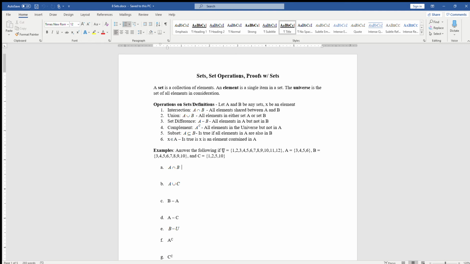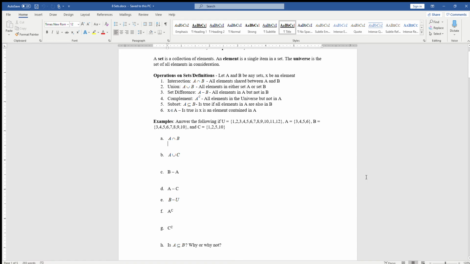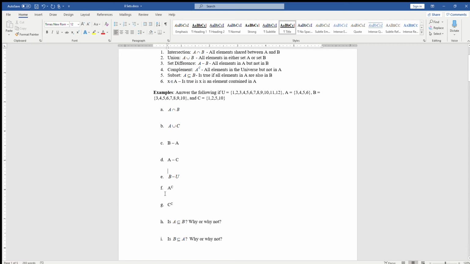Subset is true if all the elements that are within set A are also in set B. And then is an element of. So whenever you see this symbol, the is an element of A, that's true if that element is contained within A. So we have a number of questions that we're going to go through, and these are just questions that are based upon the idea of what is a set and then how to do some of the set operations.